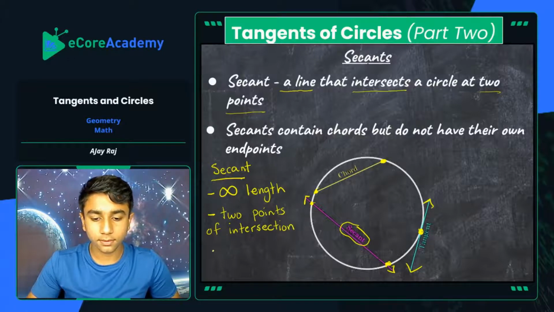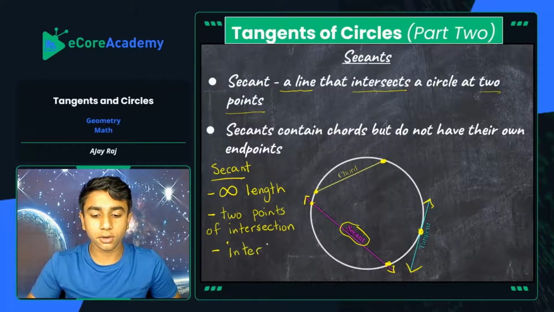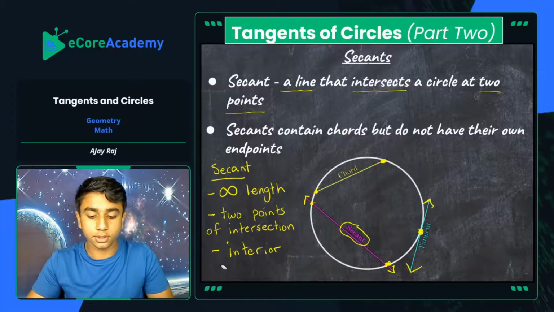And finally, last property, a secant will be a line, but it's also going to be on the interior. It's going to be an interior line of the circle because it intersects at 2 different points. So interior of circle. I apologize.